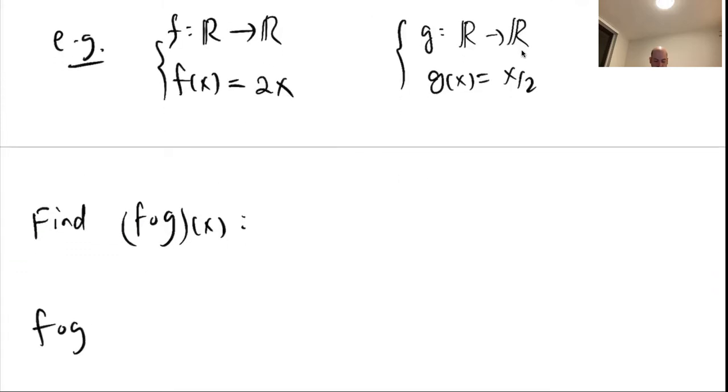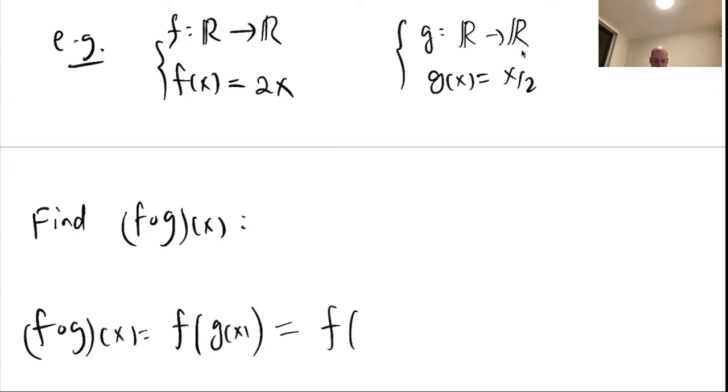f of g of x will be f of g of x. g of x is x over 2. So this is f of x over 2. And what is f of x over 2? f of x is 2x. So f of x over 2 will be 2 times x over 2, which is x. So f of g of x becomes x.